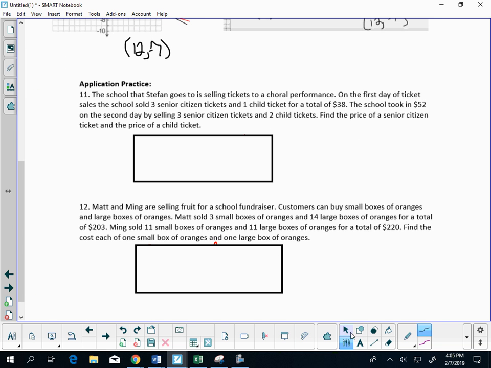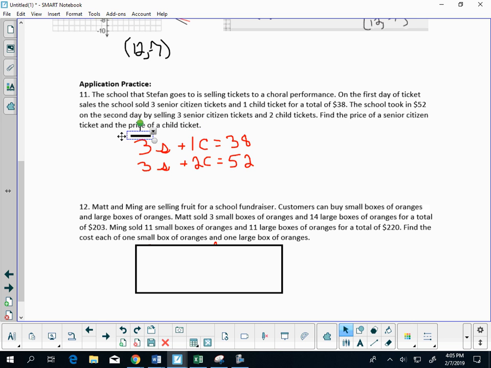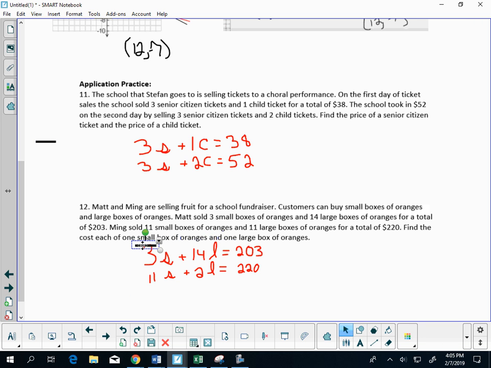All right, on number 11, I'm going to set the problem up. I think this is actually one that we did in class, so I'm not going to spend a whole lot of time with it. S is the number of seniors, C is the number of children. For number 12, S is the number of small boxes, L is the number of large boxes.